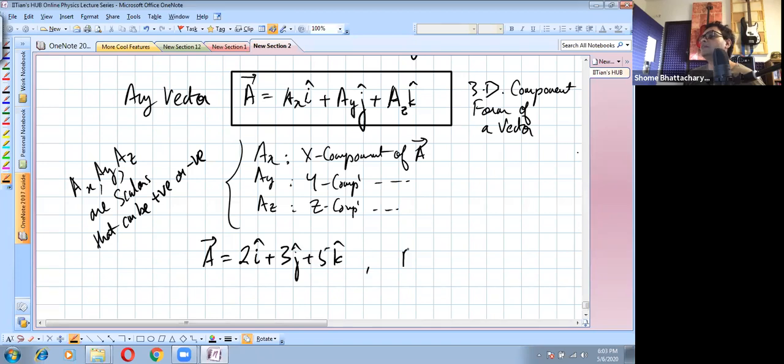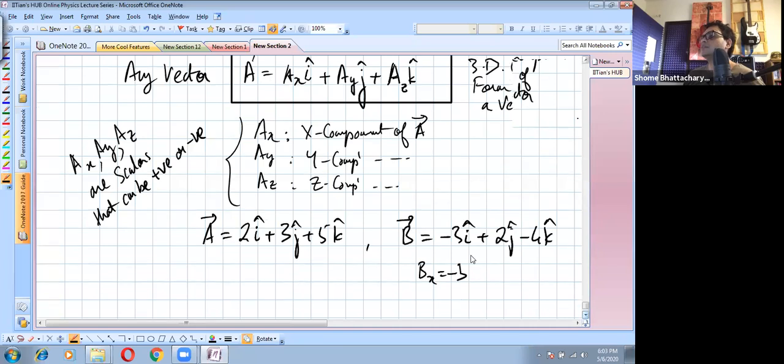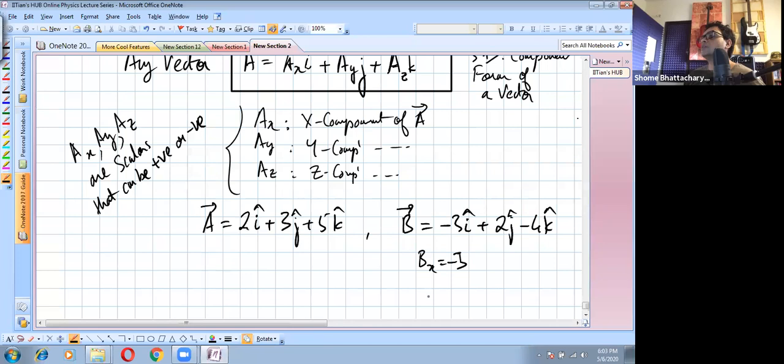Or we could have another vector where some of the components are negative. It's minus 3i cap plus 2j cap, let's say, and again minus 4k cap. It's okay, there's no problem. But understand that here Bx is minus 3. So B's x component is minus 3. It's a negative component. Similarly, By is a positive quantity, it's plus 2. But Bz over here is minus 4. Whereas for A, you can see all three components are positive. Ax is also plus 2. So depending on the direction in which the vector is lying, the component can be negative or positive.